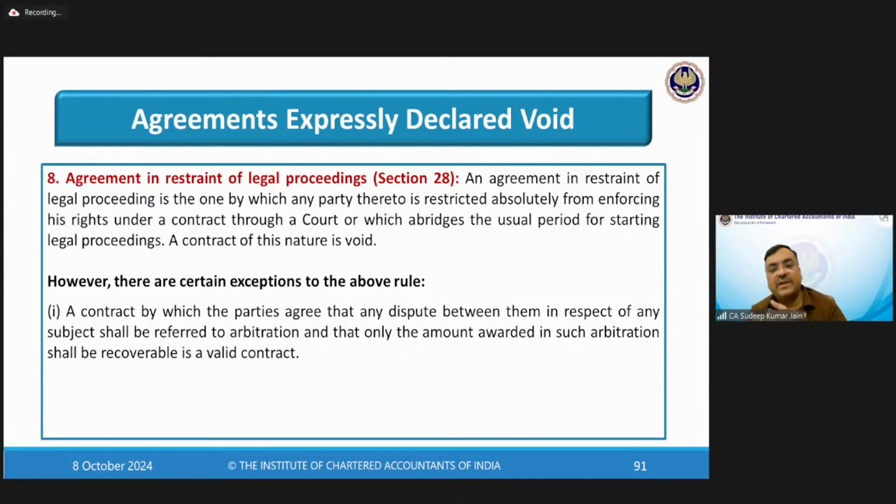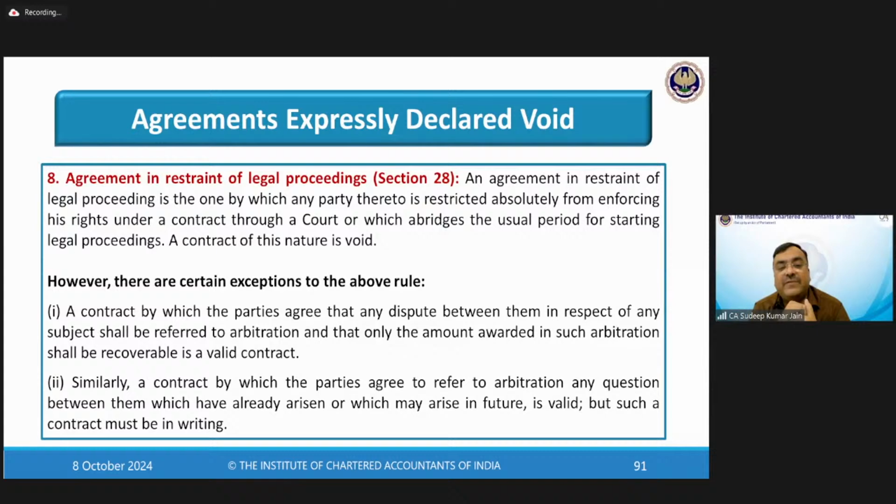So law says if there is any clause in which a restriction regarding referring to the court, because you can refer to arbitration, it is valid. A contract by which the parties agree that any dispute between them in respect of any subject shall be referred to arbitration, and only the amount awarded in such arbitration shall be recoverable is a valid contract. कि आप कोर्ट नहीं जाएंगे, आप अपना डिस्प्यूट आर्बिट्रेशन से सॉल्व करेंगे, this agreement is perfectly valid.